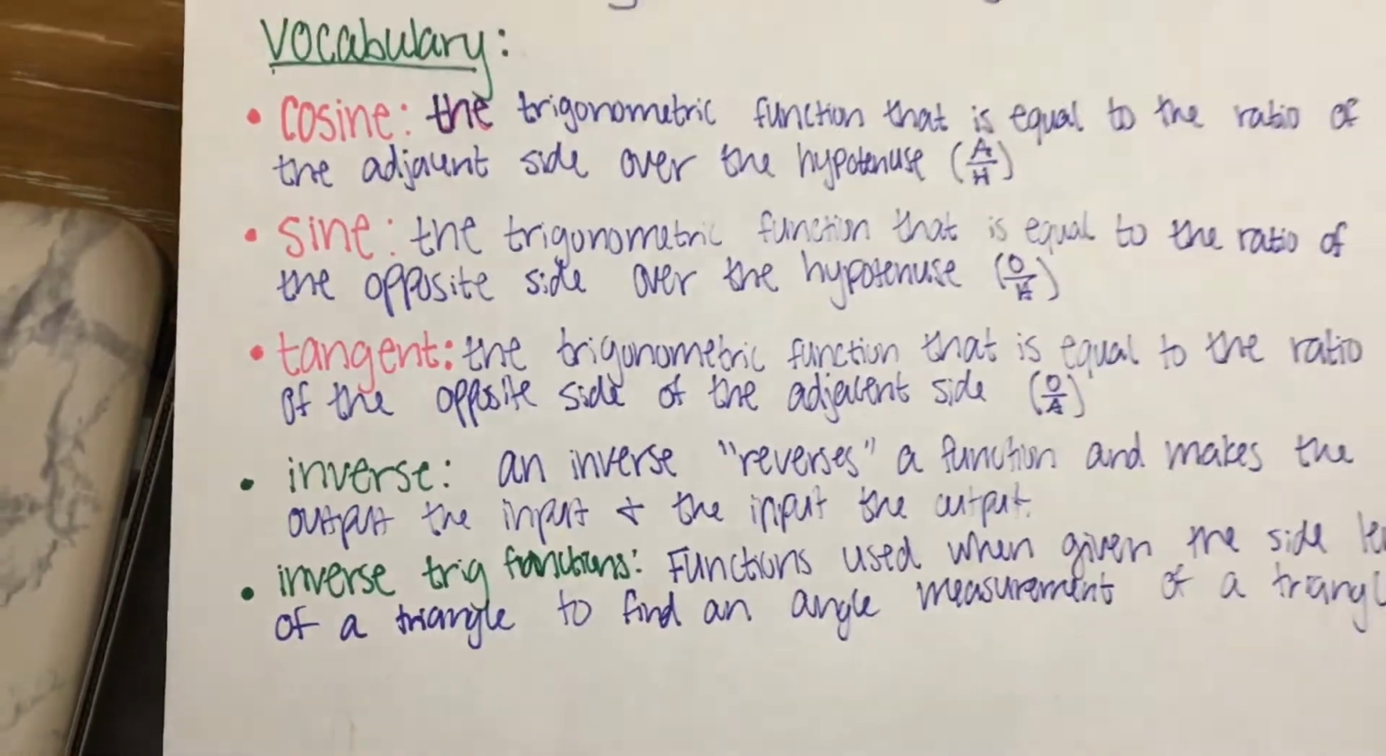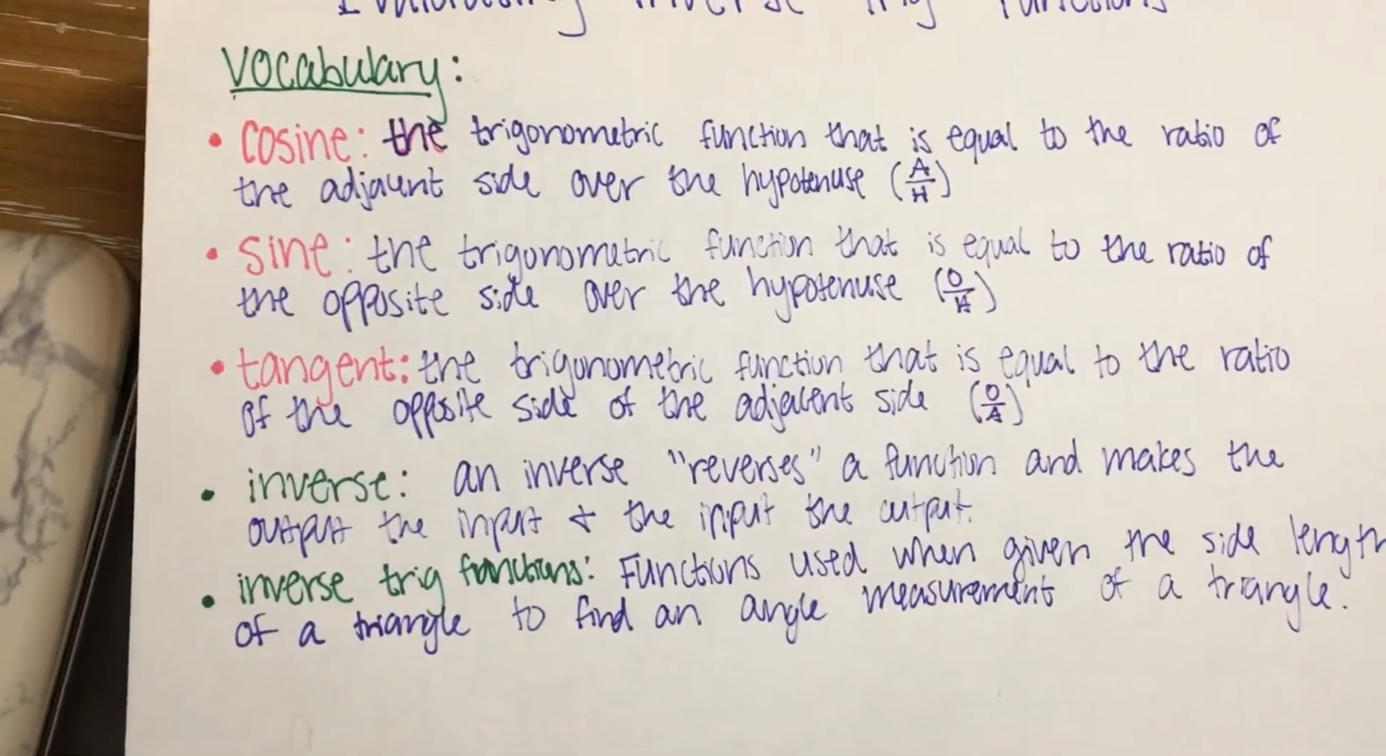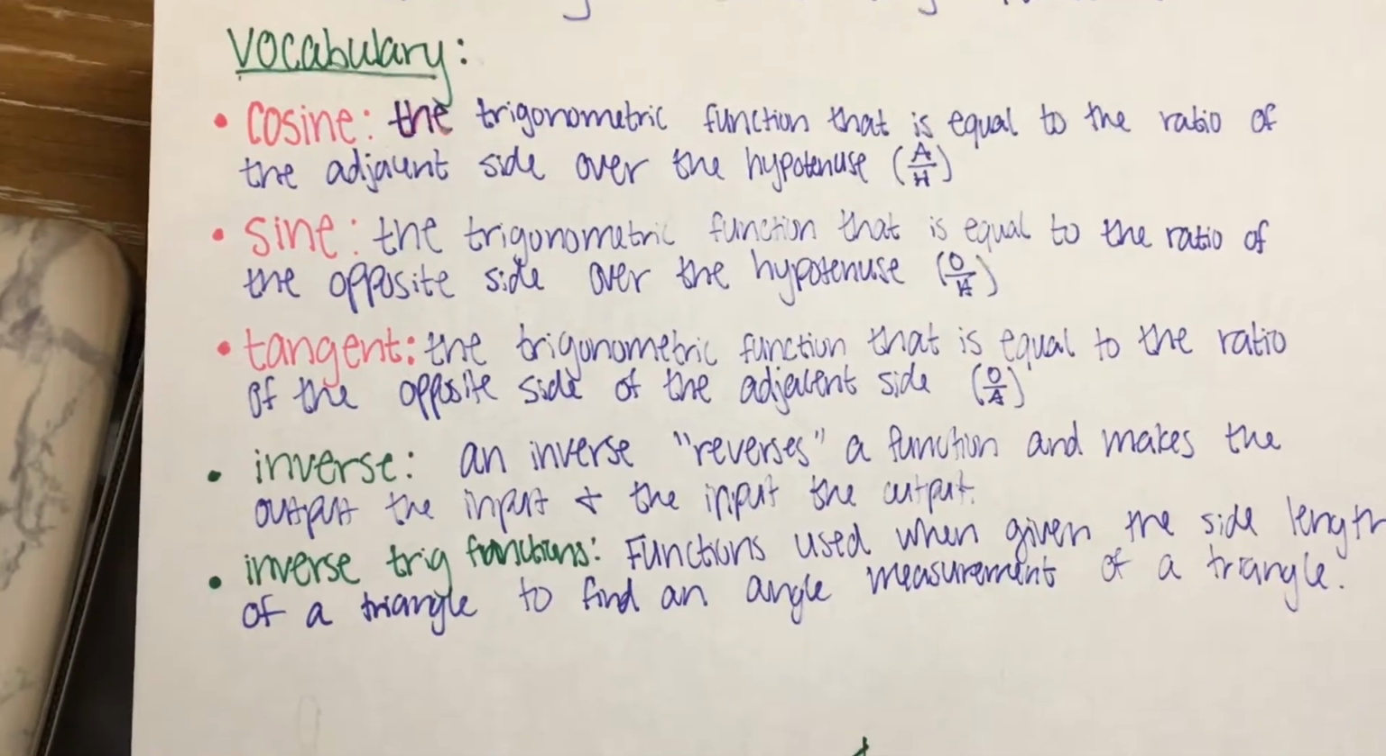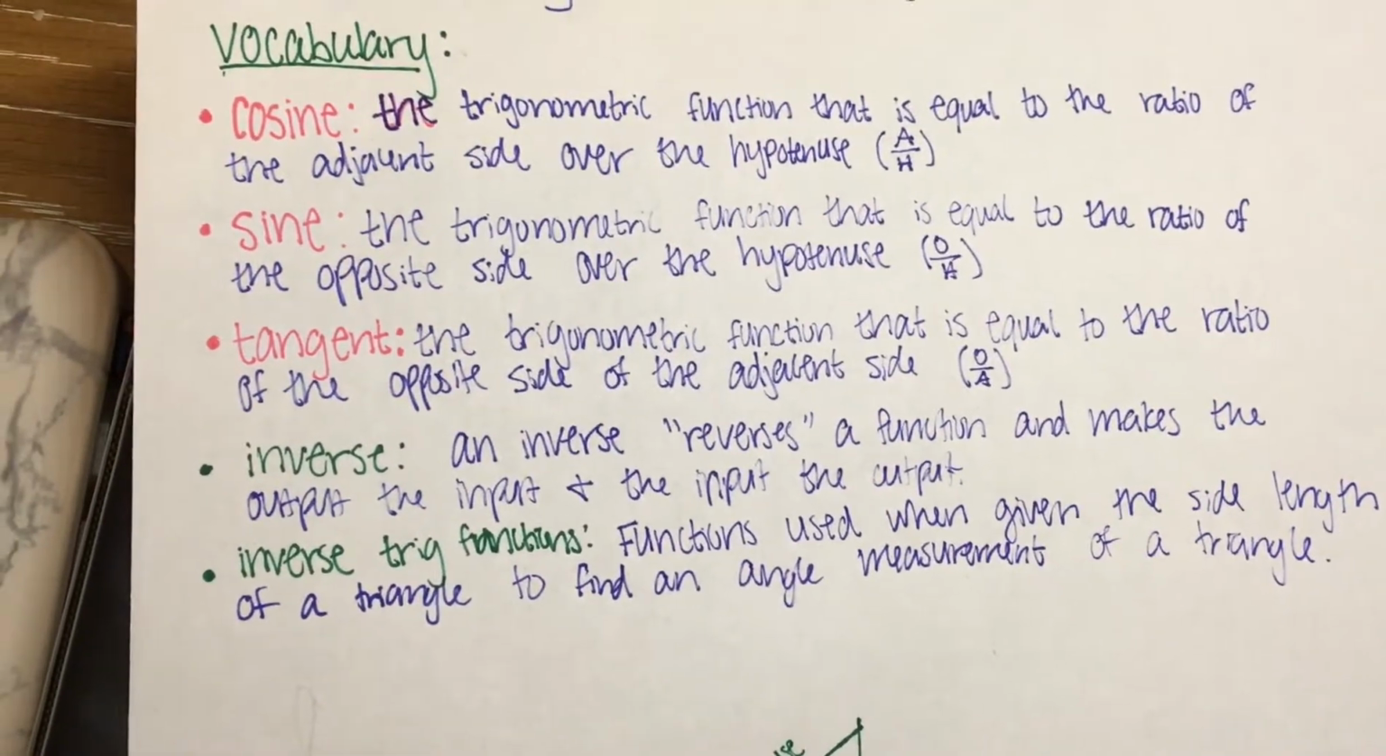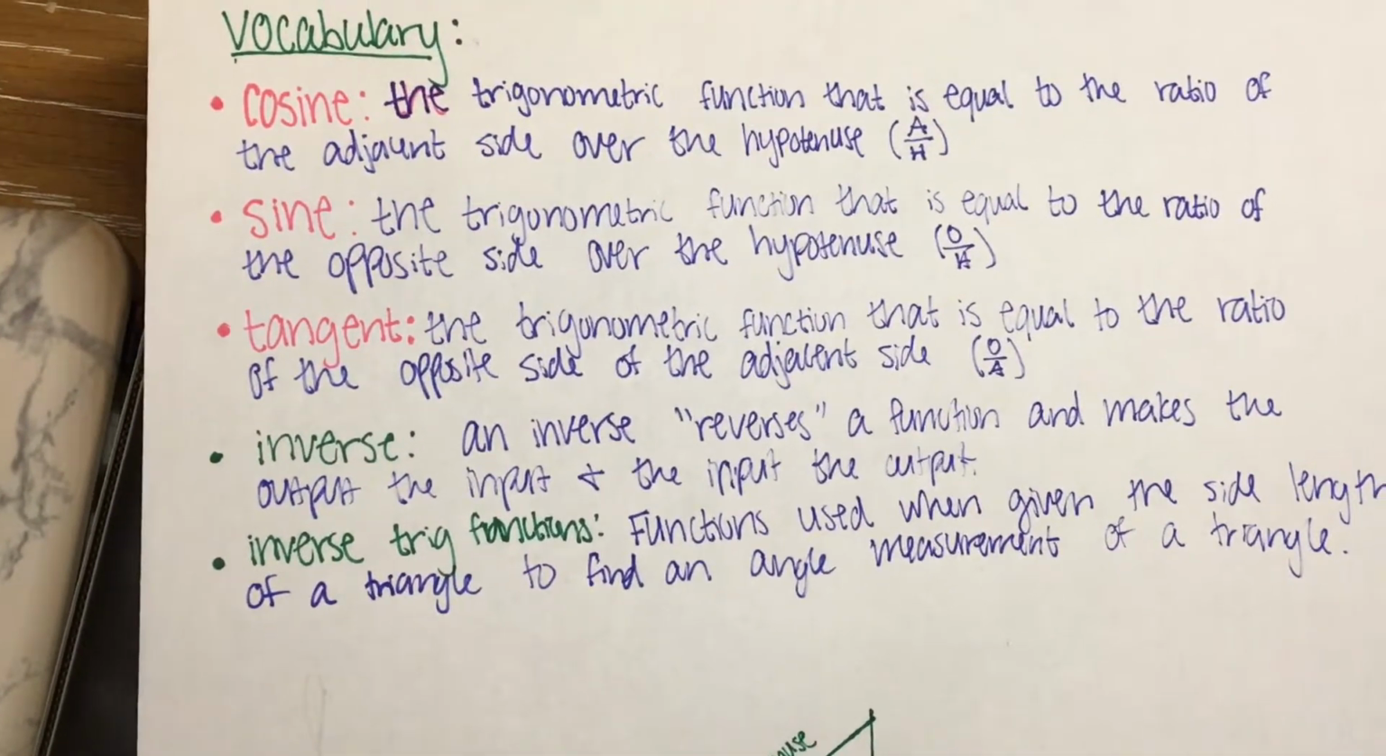Our next vocab word is sine, which is the ratio of the opposite side over the hypotenuse, and tangent is the ratio of the opposite side over the adjacent side.